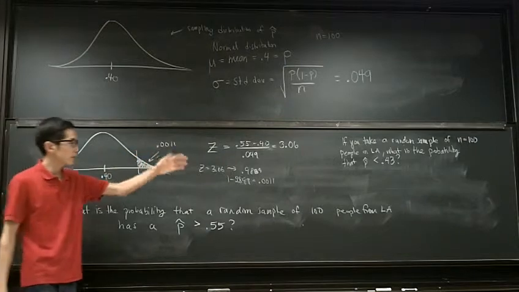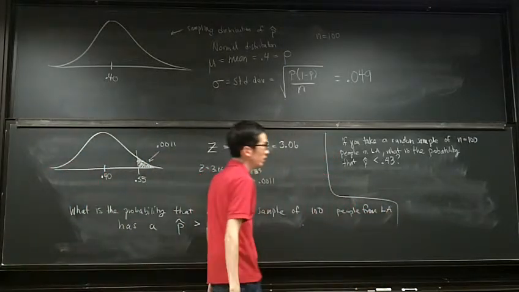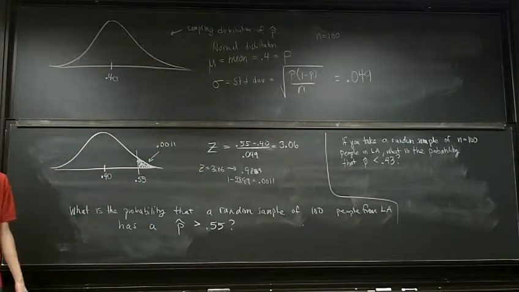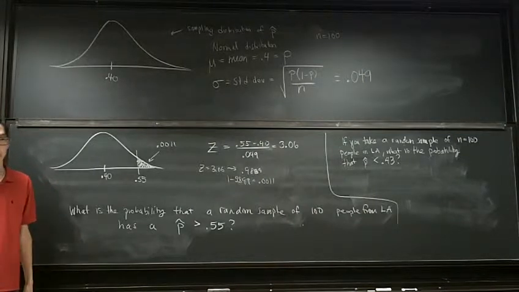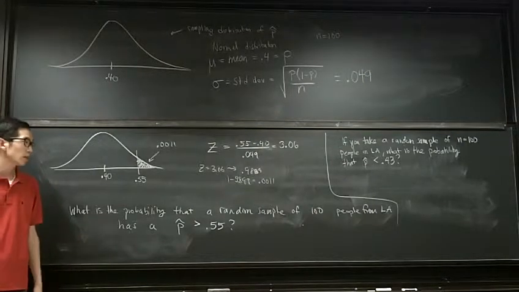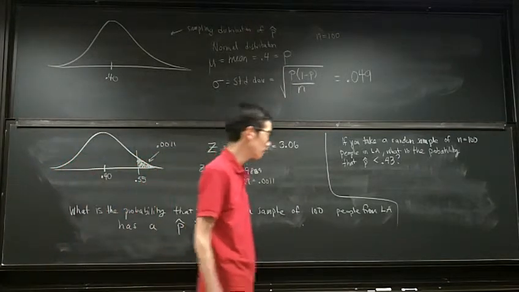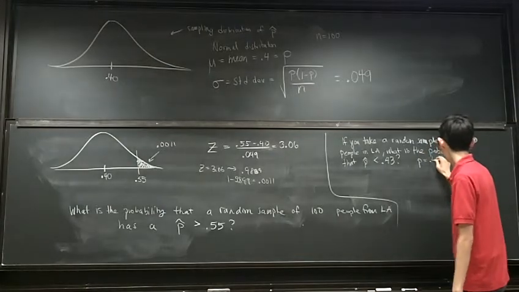Okay, see if you can answer this question over here. You take a random sample of n equals 100 people in LA. What's the probability that p-hat is less than 0.3? Is this still assuming that we know that 40% of LA is white? Yeah, we're still assuming that 40% of LA is white. Okay, p is equal to 40%.